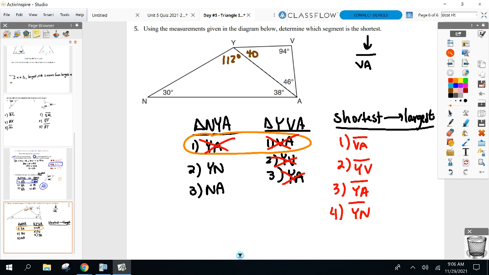And the biggest side in this one? NA, or AN, however you wrote it. So that's what I would also expect out of you. Don't just find the shortest side, but also be able to rank them shortest to largest. All good?